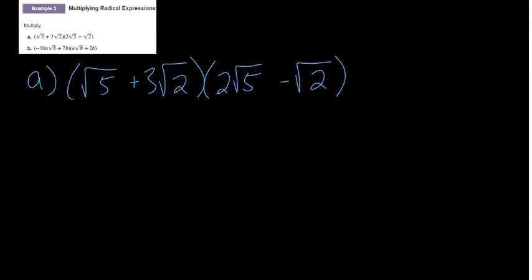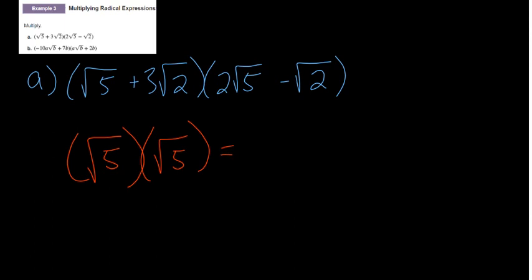So let's begin. We're going to start with the square root of 5 times 2 on the square root of 5. So again, it's the square root of 5 times the square root of 5. Well, the square root of 5 and the square root of 5 is the square root of 5 squared, which is just 5. If we have the square root of 5 times the square root of 5, we know that to be the square root of 5 squared, which we know to be 5.